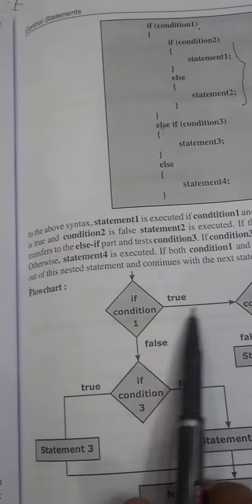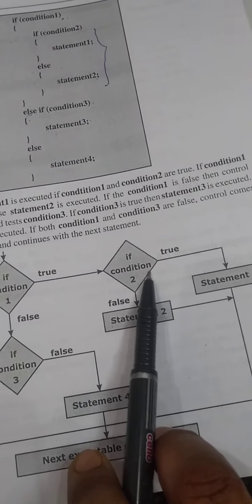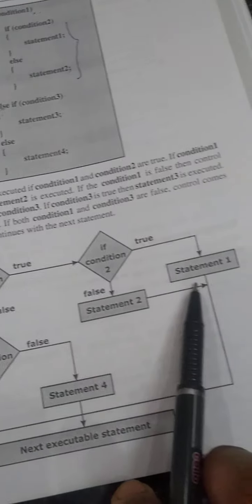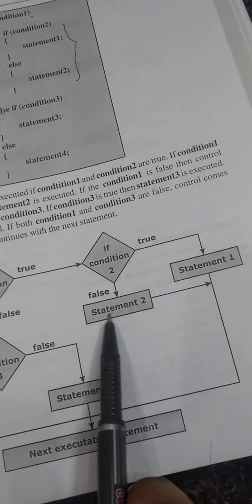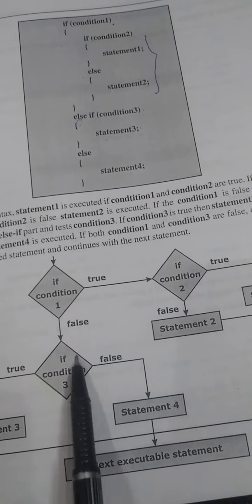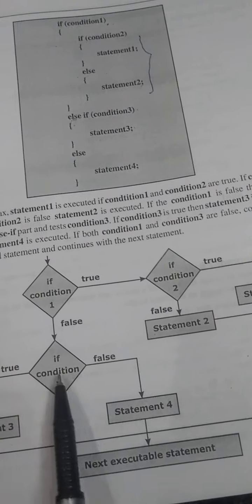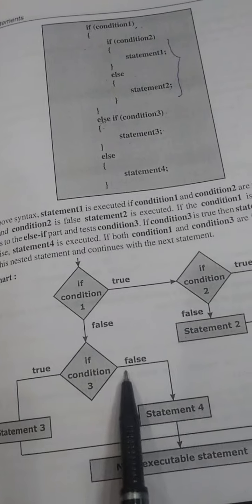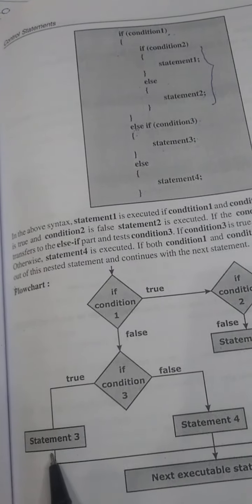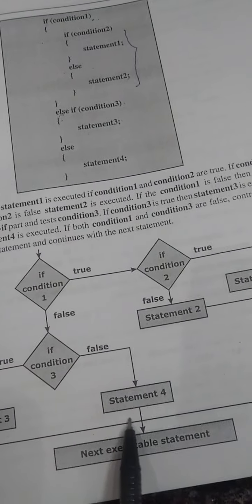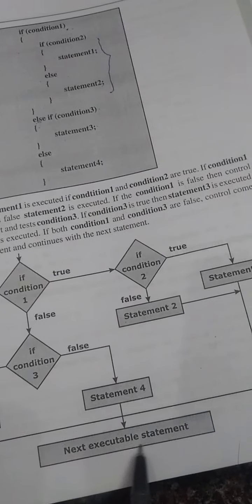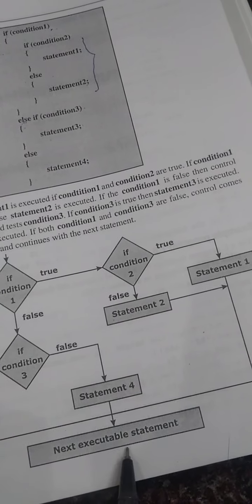If condition 1 is true, next it will check condition 2, and if it is true, then it will take statement 1. If it is false, statement 2. And if condition 1 is false, then it will check condition 3, and if it is true, then it goes to statement 3, and if it is false, it goes to statement 4, and finally it comes to the next executable statement. And let us see examples of this.